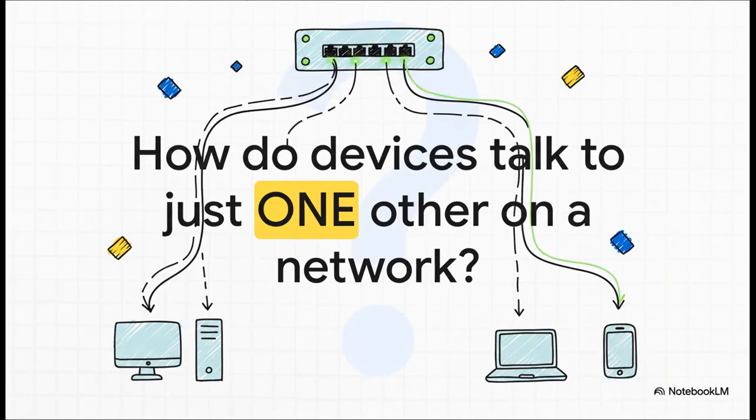Right, so this is the core problem we're trying to solve. I mean, imagine the chaos if every single message was just broadcast to everyone. Our networks would just grind to a halt. The solution is this clever little directory that lets a switch be an intelligent traffic cop, and that's exactly what we're going to unpack today.